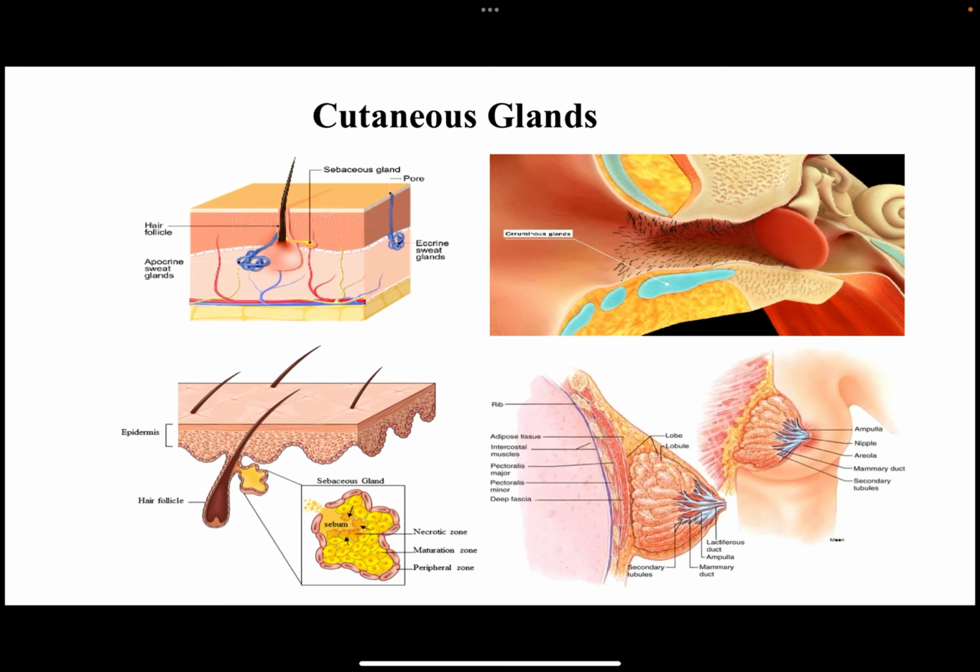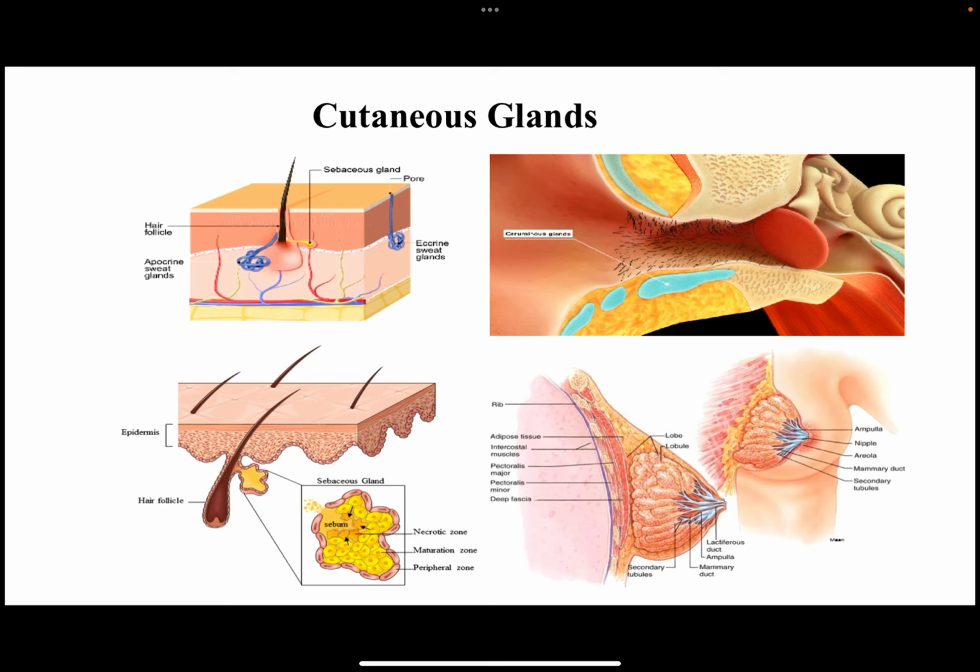Unlike the regular sweat glands, the mammary glands produce milk, which is a complex fluid rich in proteins, fats, and immune factors, essential for infants' development. So these are the glands. You see, we have the sebaceous gland, and we have the eccrine sweat gland.